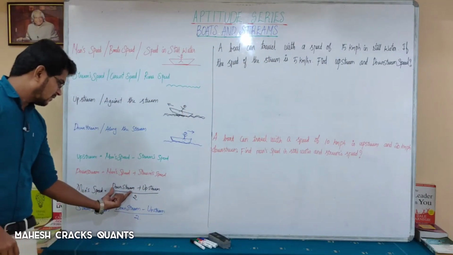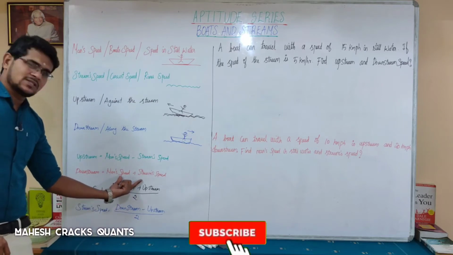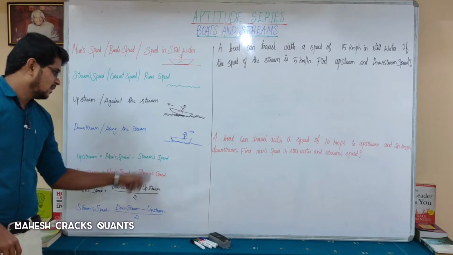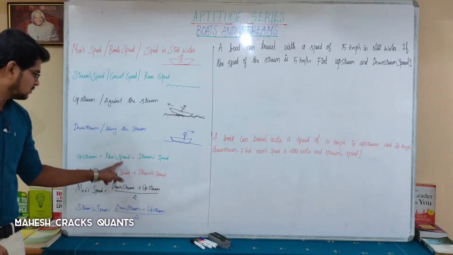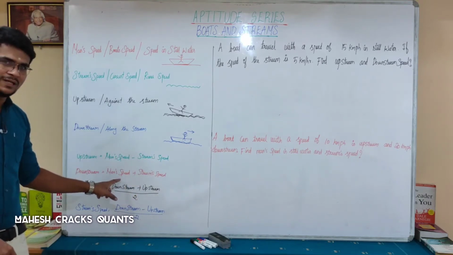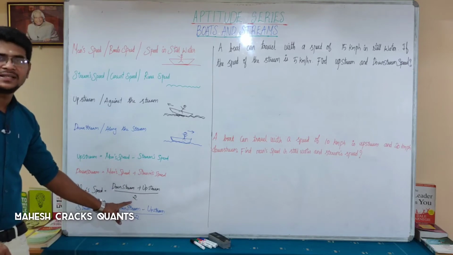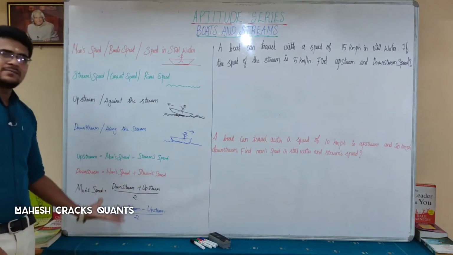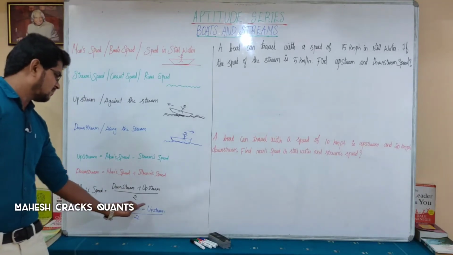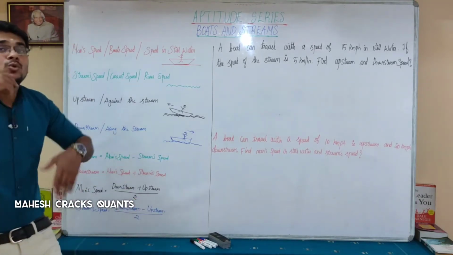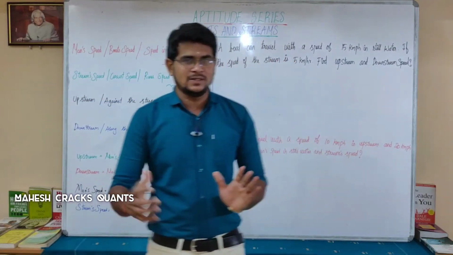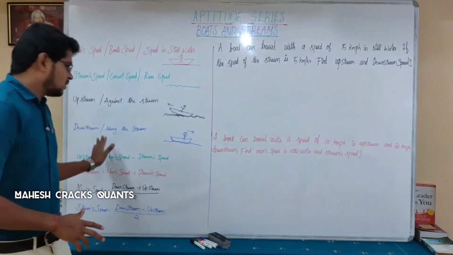So instead of downstream, if you place man speed plus stream speed, instead of upstream, man speed minus stream speed, you will get stream speed. So 2 times of man speed is what you will get. That is why you are dividing it by 2. Okay. Next one, stream speed. The same case. When you subtract downstream minus upstream, you will get 2 times of stream speed. So divided by 2, you will get the stream speed. So these 4 formulas you need to know.